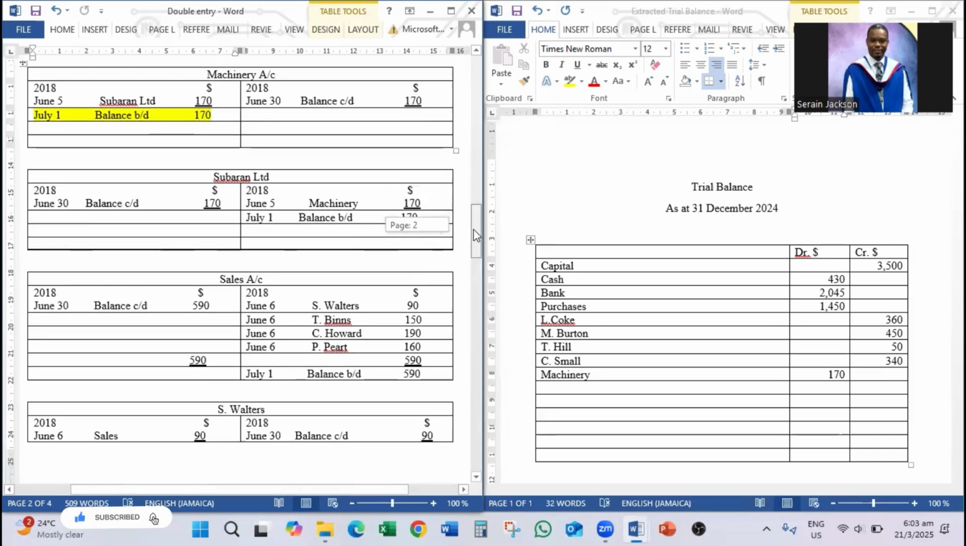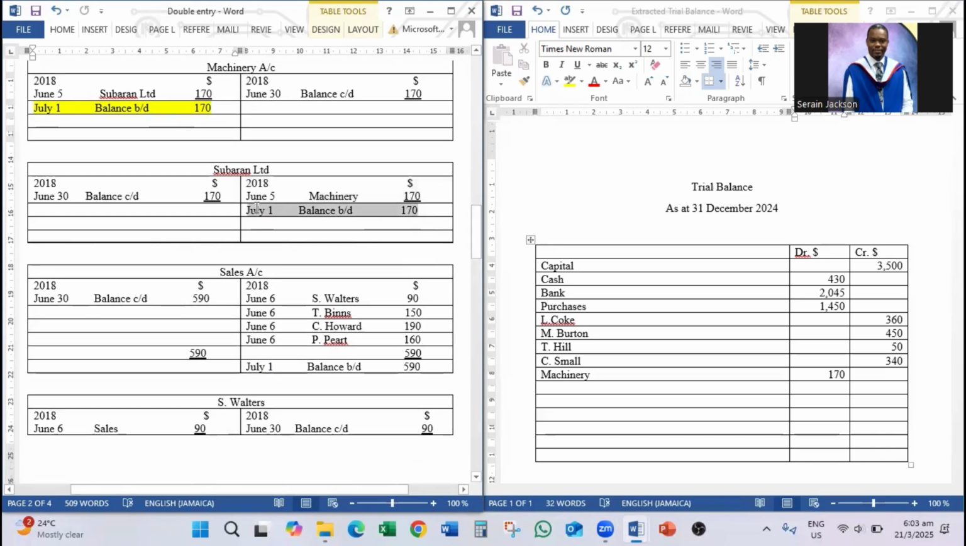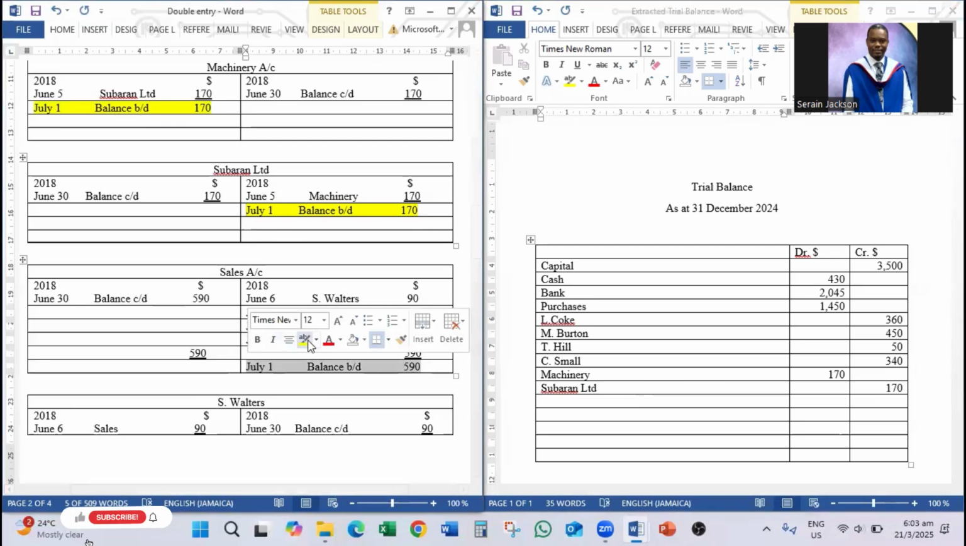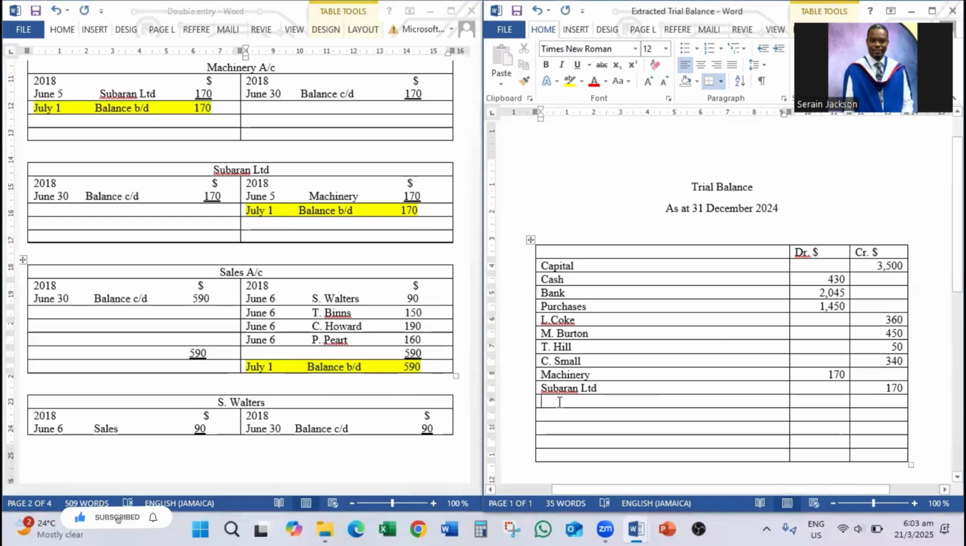Subaran Limited, he is somebody who we had bought the machine from on credit, so he is our creditor, right? So obviously, his account would carry a credit balance. So you go Subaran Limited, right? And they put his information on the credit side, 170. Next account, sales account. Sales account is a revenue account which always carries a credit balance, right? So obviously sales account is going to be in the credit column of the trial balance. So 590, right?